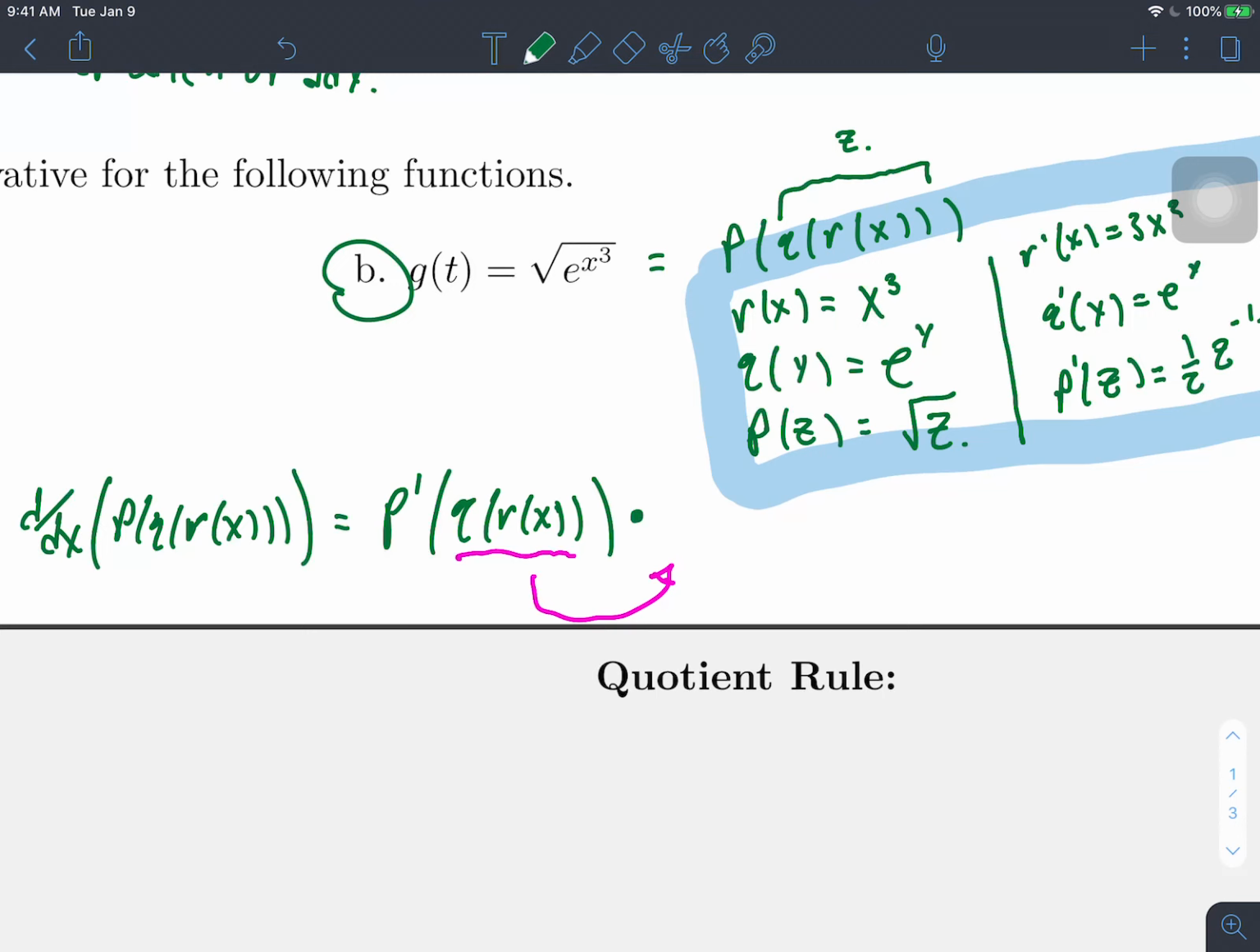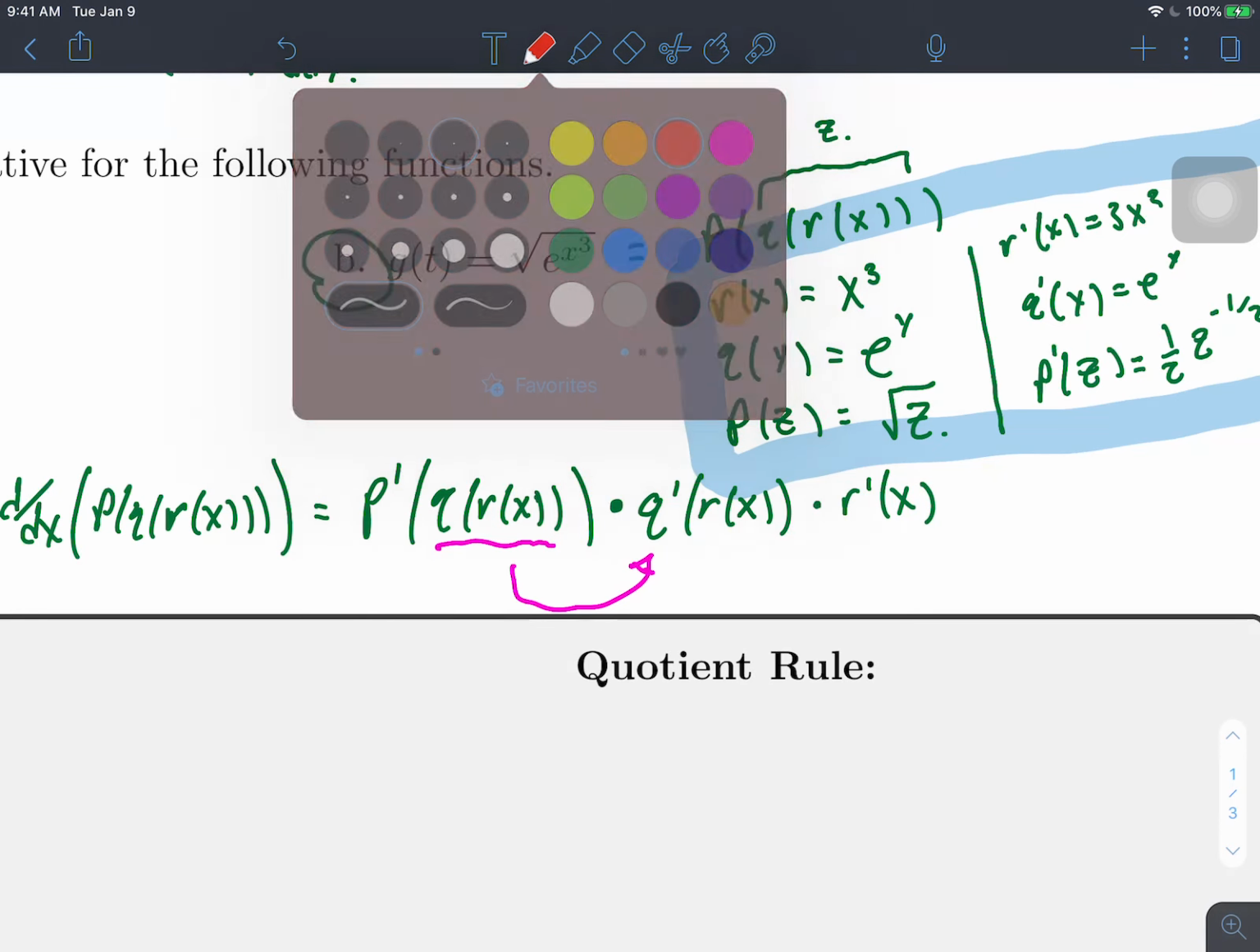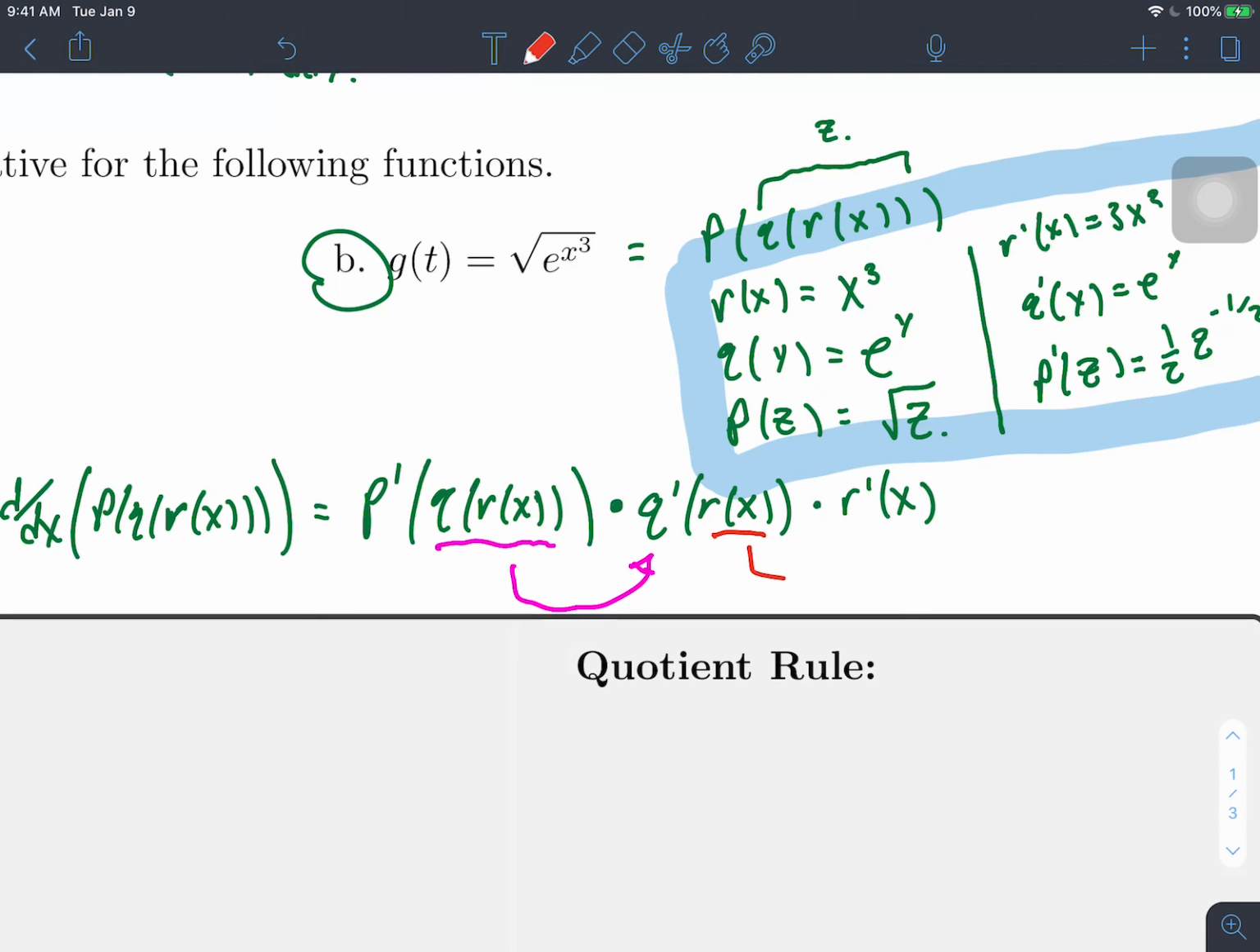In terms of q and r, yeah, Ashlyn? Should it be q prime times r of x? It should be q prime of r of x. One more step. What's the last step here? Yeah, Ryan? Times r prime of x, where we multiplied out by the derivative again of the inner function. Okay, so two chain rules.